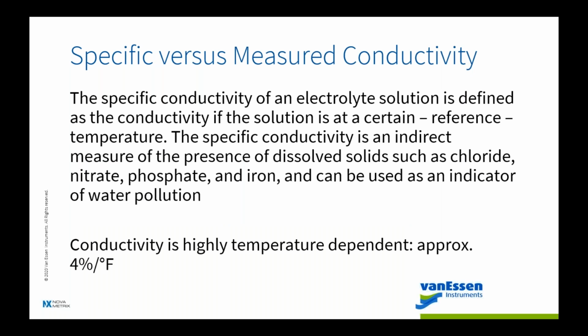So just a little bit on specific versus measured conductivity. Again, these are both selections that you can make when you're programming the CTD. The specific conductivity of an electrolyte solution is defined as the conductivity if a solution is at a certain reference temperature. And really it is just detecting or measuring the presence of dissolved solids that might be in solution, be it iron or phosphate or nitrates or chlorides. These are all key indicators of water pollution.